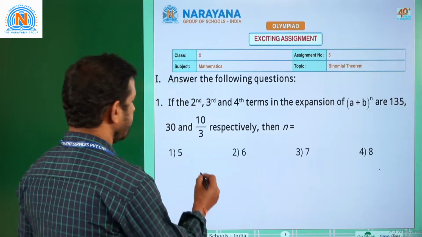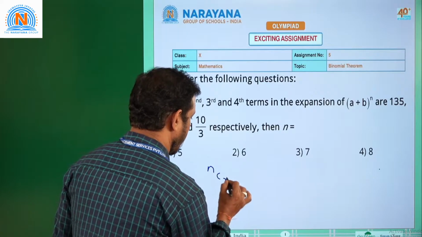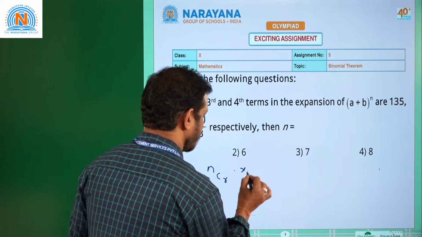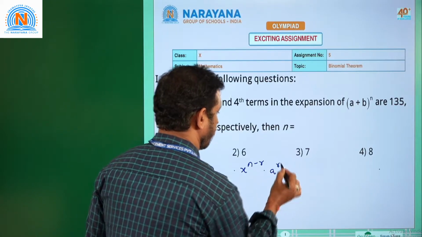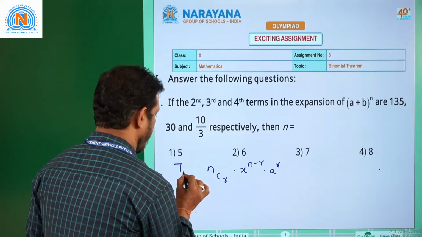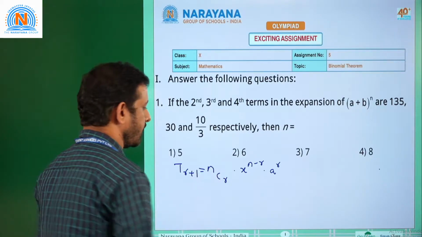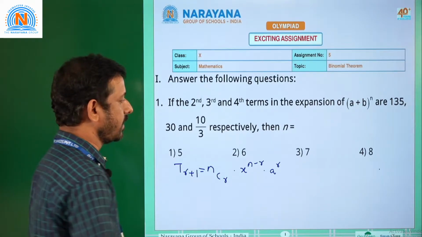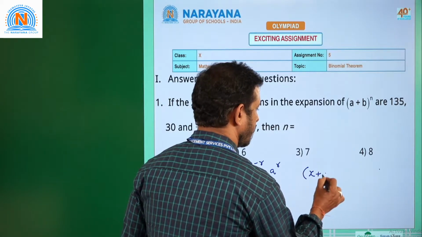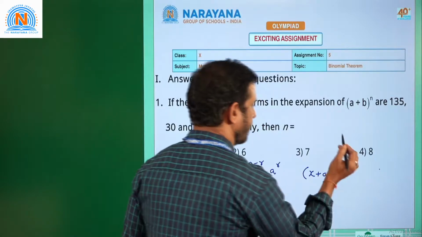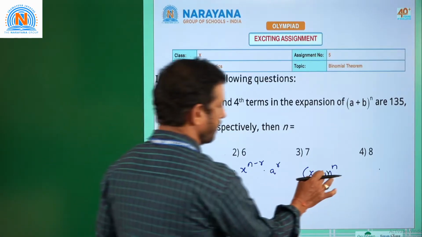Now we know what is the general term in the expansion. It is nCr into x to the power of n minus r into a to the power of r, which is represented by T(r+1). Therefore, T(r+1) equals nCr x to the power n minus r into a to the power r, if the expansion is (x plus a) whole power n.